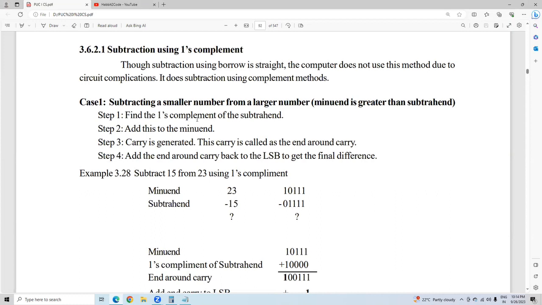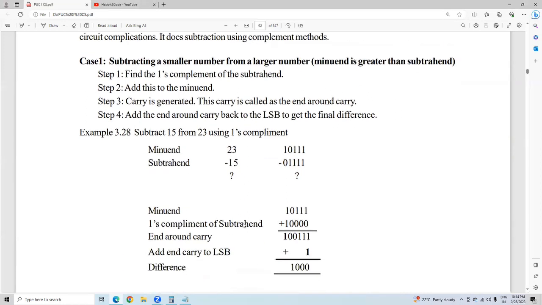Add this to the minuend, right? Minuend number. Then carry is generated. This carry is called the end around carry. Add the end around carry back to the LSB to get the final difference. 23 minus 15 is there. Okay. These are the equivalent binary versions.